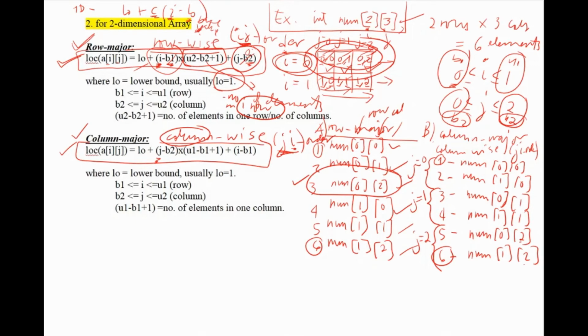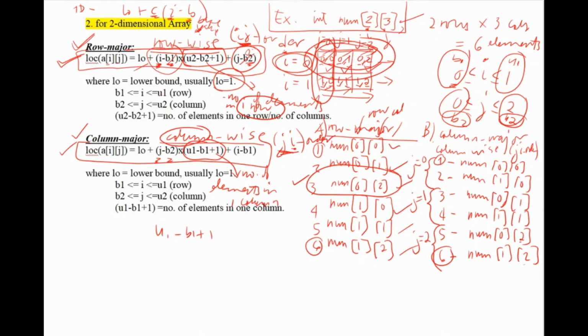So this is now j minus the base of j, which is b2, times this expression, which represents the number of elements in one column, because this is column-wise. Now why is that u1 minus b1 plus 1? The number of elements in one column, if we look at our table here: take one column, say this one, j equal to 0, and count how many elements are there. It's 2, right? And 2 is simply equal to the number of rows.